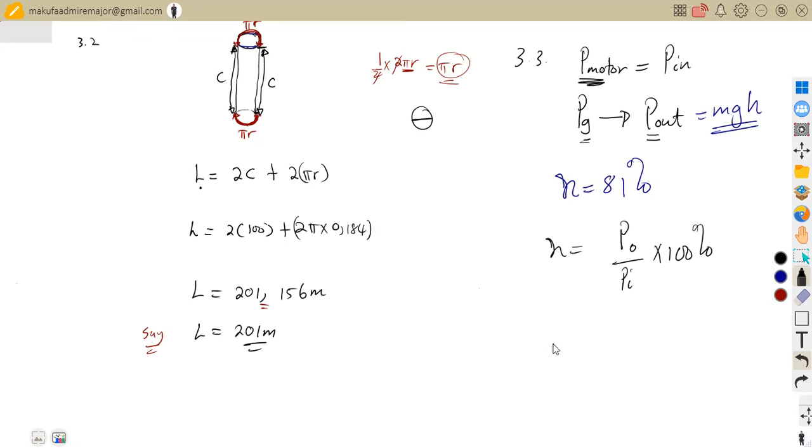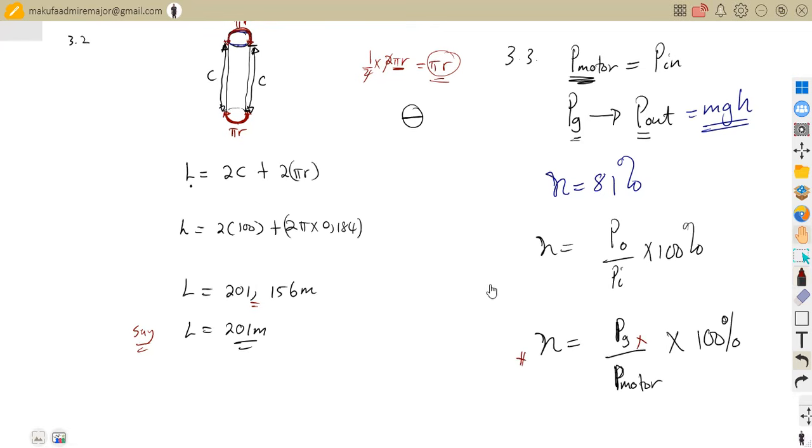So we can rewrite our formula as the efficiency is equal to P out, which is our PG, the one due to gravity, over the power in, which is the power of the motor, times 100%. We want to calculate the power of the motor, which is our power in. But we do not have PG. Yes, we've got our efficiency, but the power to lift the load we do not have. So where are we going to obtain this? We are going to apply the formula.